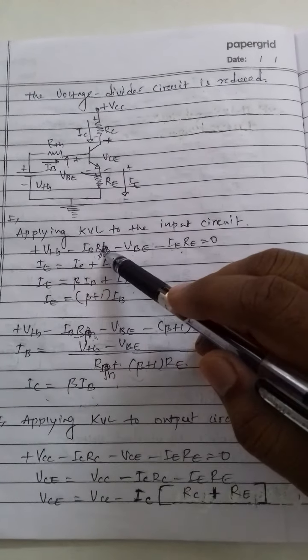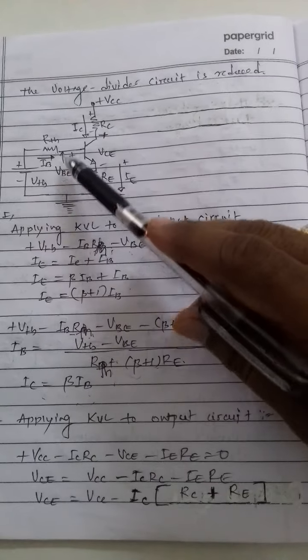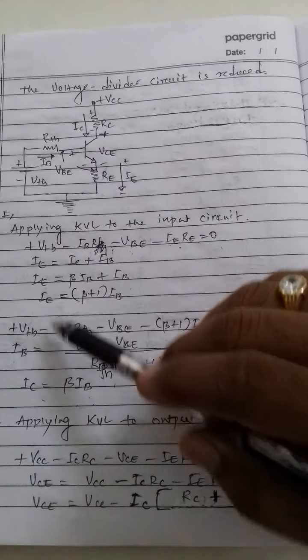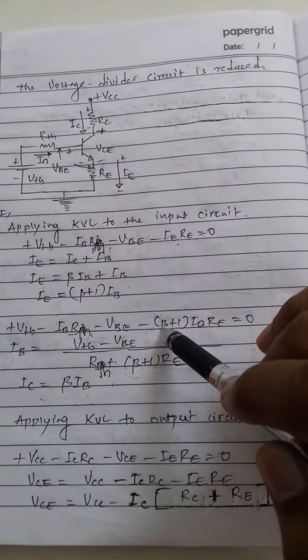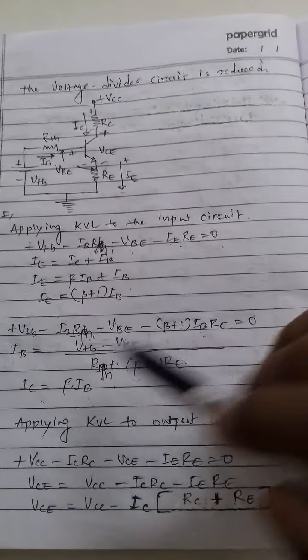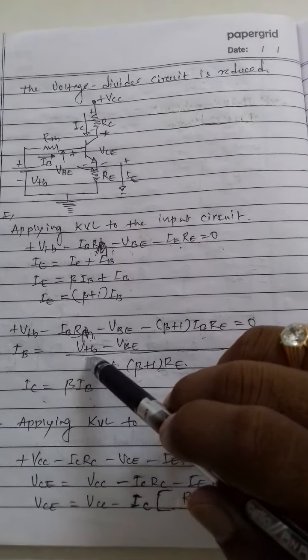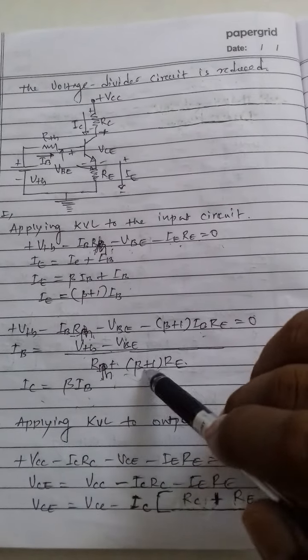Plus VTH minus IB RTH minus VBE minus IE RE is equal to 0, with IE equal to beta plus 1 into IB. The base current is equal to VTH minus VBE upon RTH plus beta plus 1 into RE.